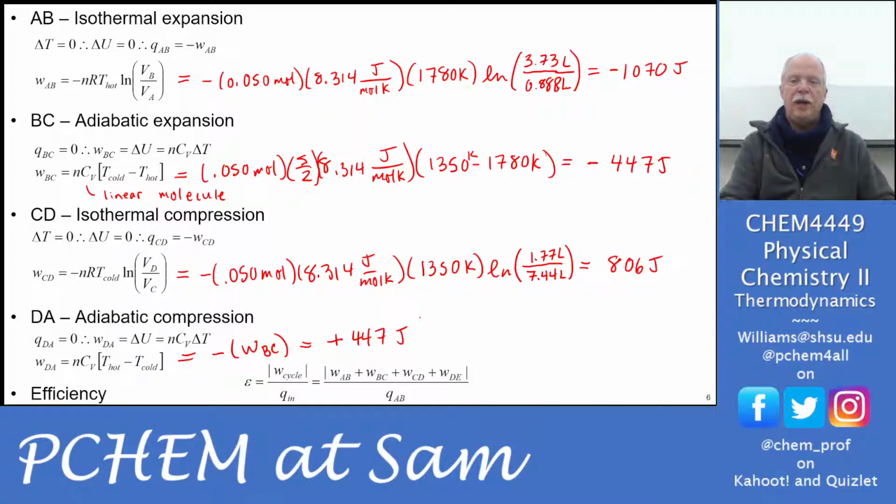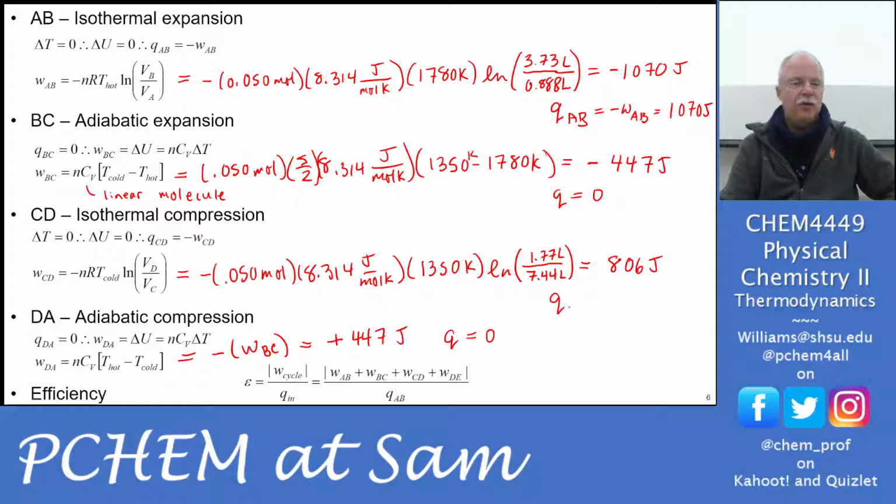We could do the heat amounts too. Up here at this first one, this isothermal expansion, remember the temperature was the same, so we had a zero change in internal energy. So Q AB is equal to the minus W AB. So it's 1070 joules. So that's the Q. We put in 1,070 joules to get 1,070 joules of work out of that leg. Q for the adiabatic expansion is 0. Down here, Q for the adiabatic compression is 0.